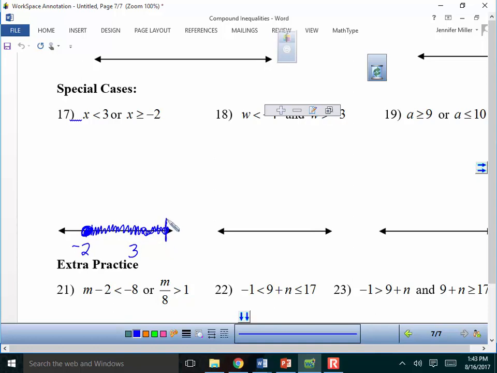Now look at that 3. Is that an open or a closed circle on the 3, Pate? Open. And which way are we shading, Pate? We would be shading to the left, okay? All right, so the question is, when is x less than 3 or greater than or equal to negative 2? So it's saying when is it this or this. So it doesn't have to be both, but it can be this or this.